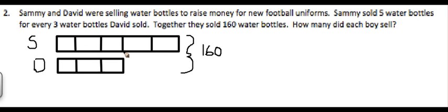In the next step, we're going to figure out how much goes into each piece of the tape diagram. But knowing that the total is 160, we need to find out how many pieces altogether are in the tape diagram. 5 for Sammy plus 3 for David is 8 pieces in the tape diagram. So we will take our total of 160 and divide it by 8, which means that each piece in the tape diagram represents 20 water bottles.